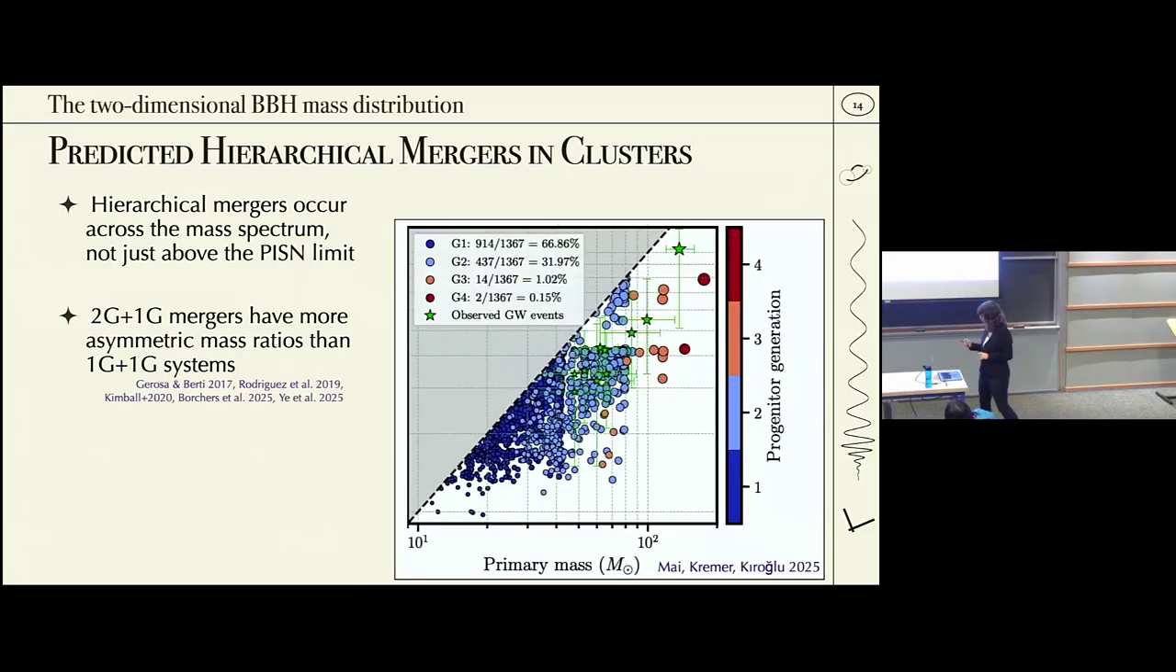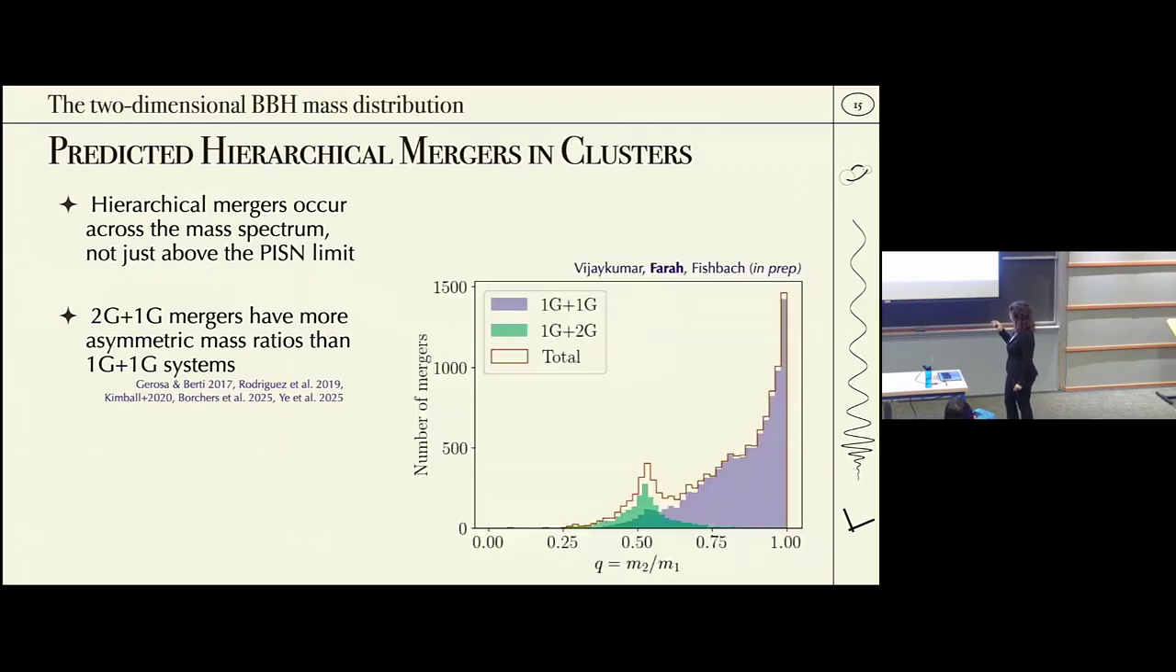There was a lot of discussion about this plot yesterday. Even in this very massive cluster that Aidan simulated, there's still a preference for unequal mass mergers for the 1G plus 2G components. But if you're worried that's just a trick of the eye, here's a plot we made from CMC outputs, plotting the mass ratios of the 1G plus 2G mergers in green, and then the mass ratio of the 1G plus 1G mergers in purple.